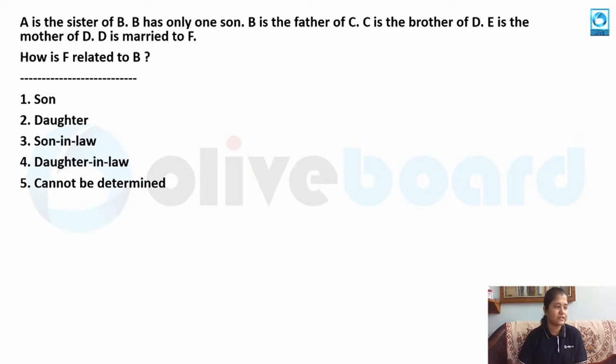Maitri, this is, I guess, the last question for blood relation. After that, we will be having your puzzles. We have four puzzles after this. So, we have four topics for today. We had syllogism, we had coding-decoding, we had blood relation, and after this, we will have puzzles. And the puzzles are also very easy, normal puzzles.